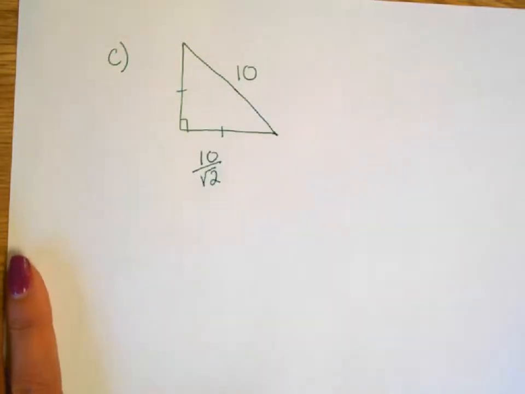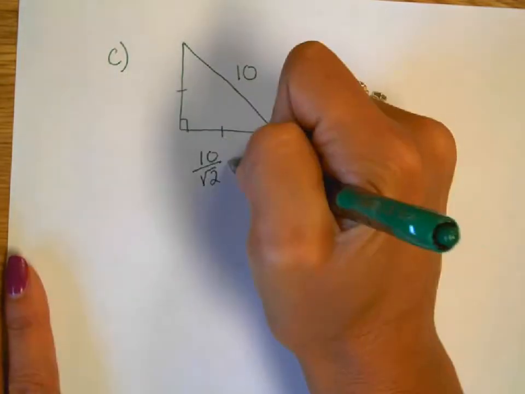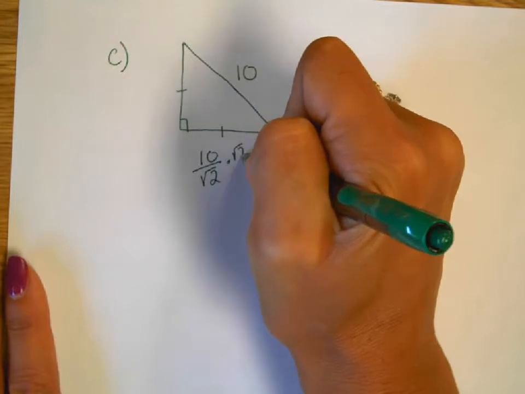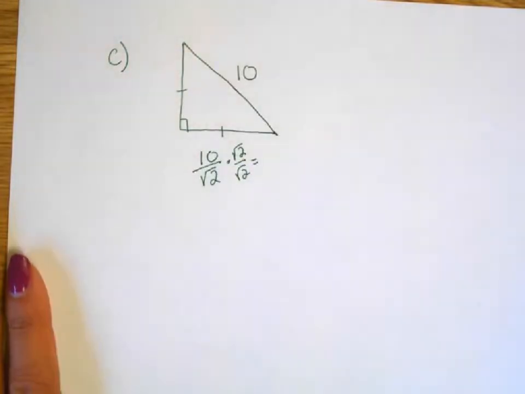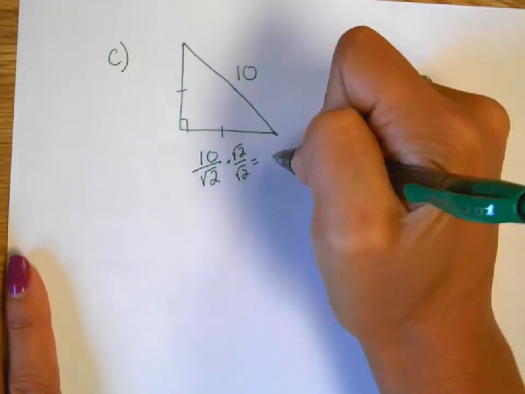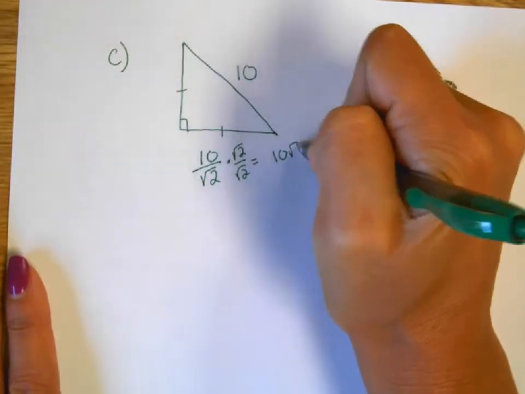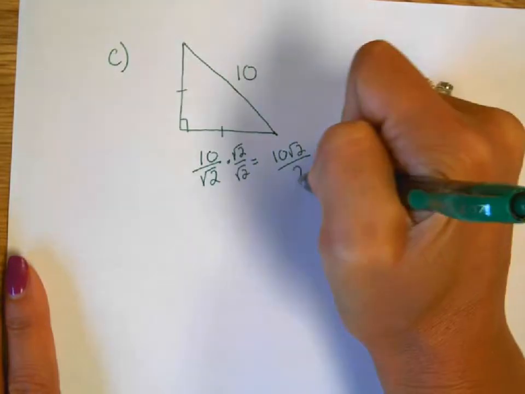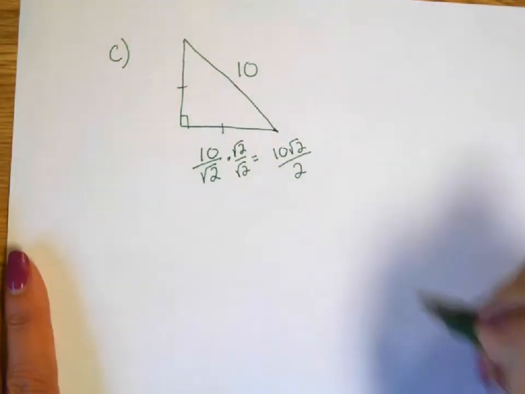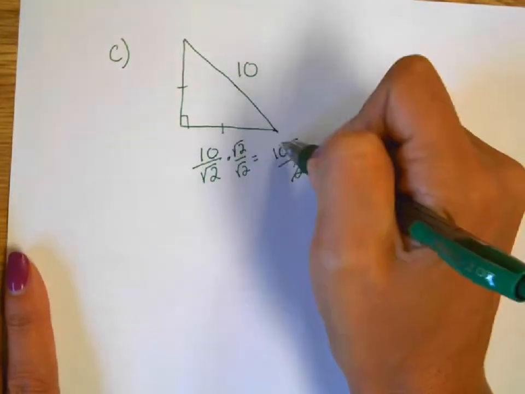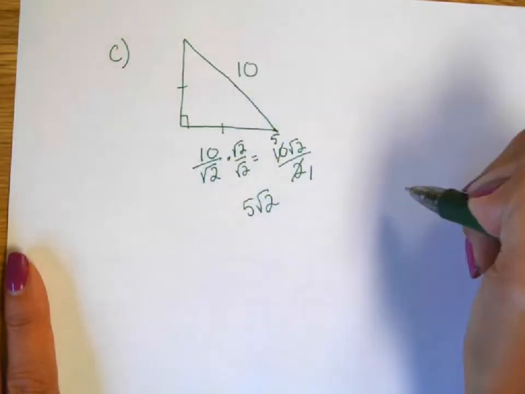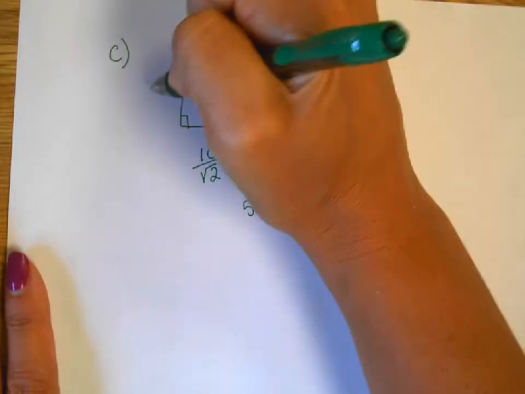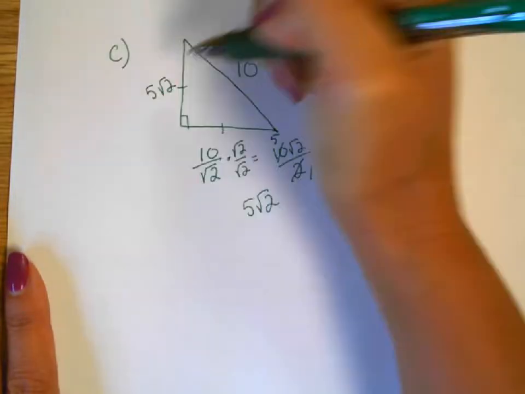The only problem is we can't leave the square root in the bottom. Hit it with a 1. So we will have 10 times the square root of 2 over 2. Anything simplify? 10 and the 2. We get 5 square root of 2. And now what's the other leg? 5 square root of 2.